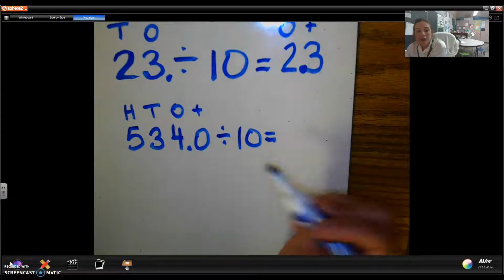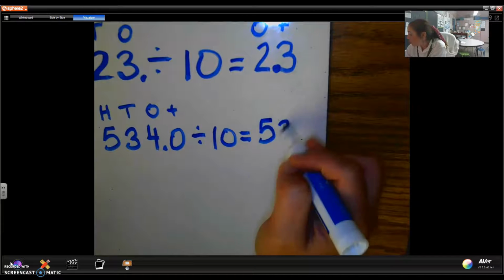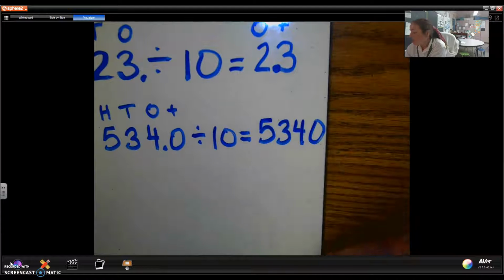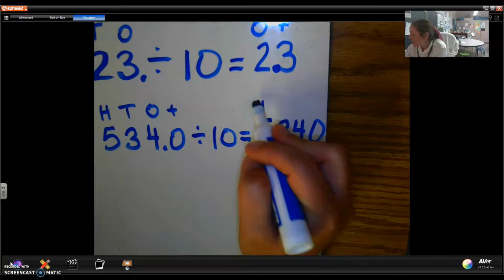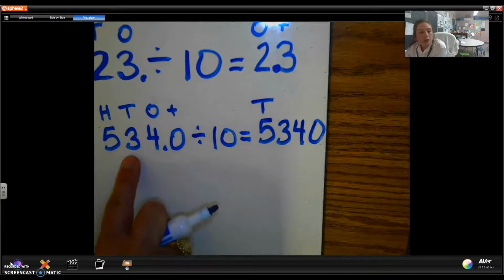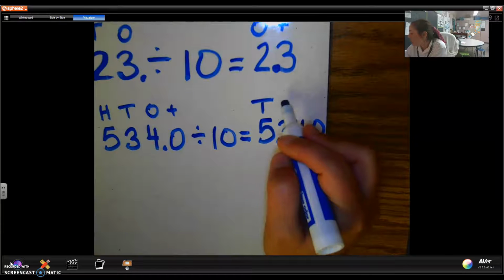If we divide by 10, my digits stay in the same order, but everything moves down a place value. So let's start with the 5. It was in the hundreds. If it moves down a place value, it's in the tens. My 3 was in the tens, but if we move down a place value, it will be in the ones.